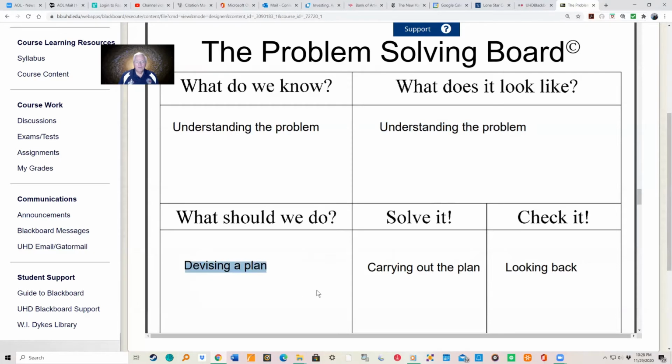Once we've gone through the steps of understanding the problem, we then do what Polya would call devising a plan. And you see how the question hits that, don't you? What should we do? Well, as you answer that, you answer it in terms of devising a plan. And then you do it, dang it. You carry out the plan. And after you carry out the plan, you check, you look back, and we'll see what that means.